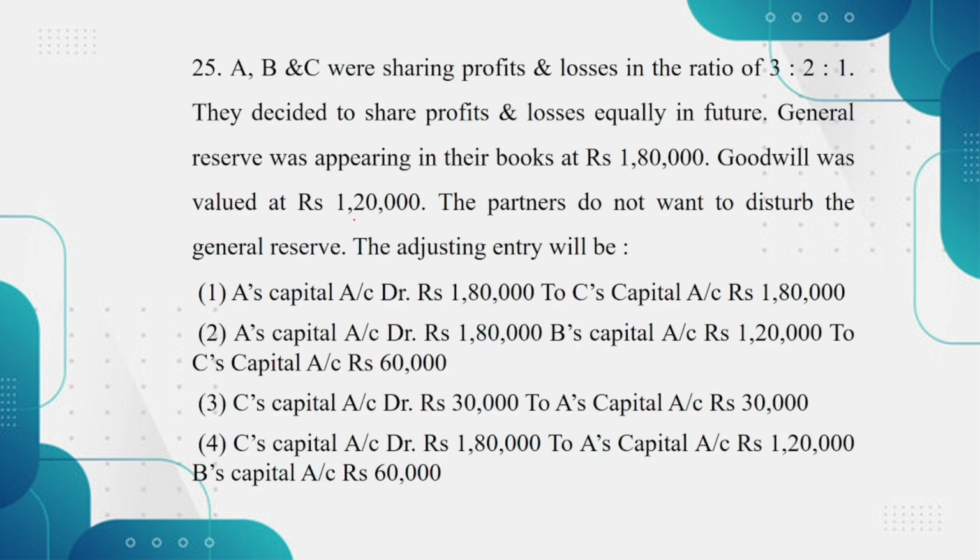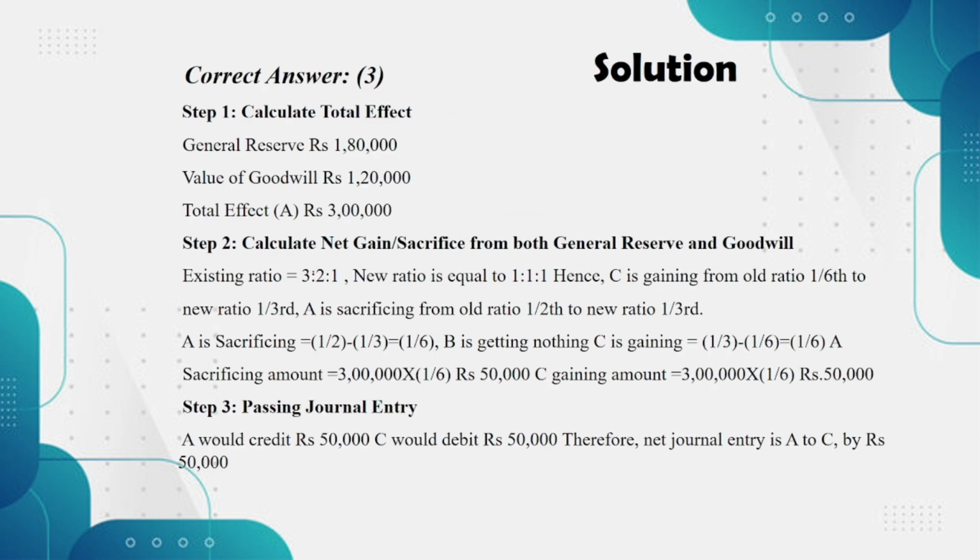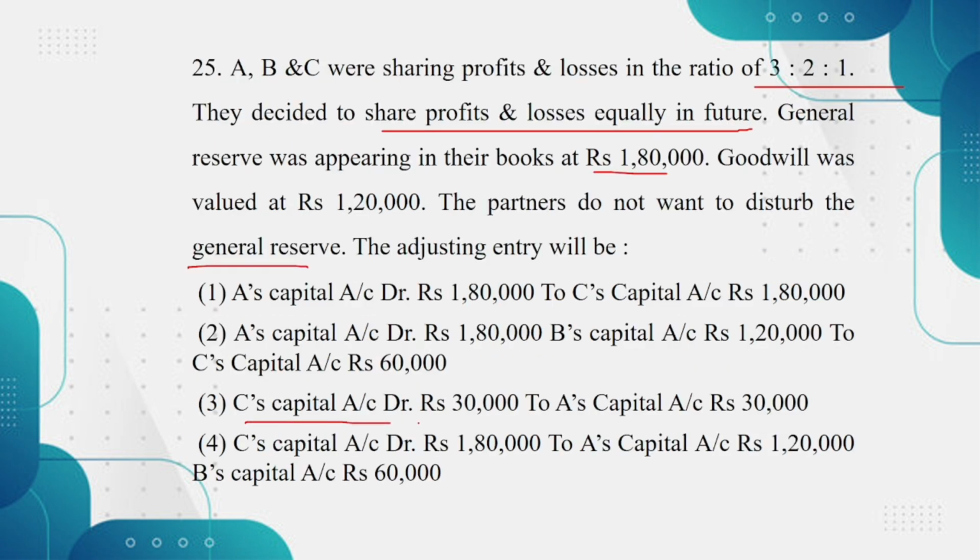3 partners A, B, C are sharing profits in the ratio 3:2:1. They decided to share the profit and losses equally in future. General reserve appearing in the books is 1,80,000. Goodwill was valued at 1,20,000. The partners do not want to distribute the general reserve. So what is the adjustment entry? This is the thing you have to remember. We have to find out the gain or sacrifice. Based on that, we have to frame the equation. So C's capital account debit 30,000 to A's capital 30,000. Actually C is the gaining partner and A is the sacrificing partner. There is no change in B's share.